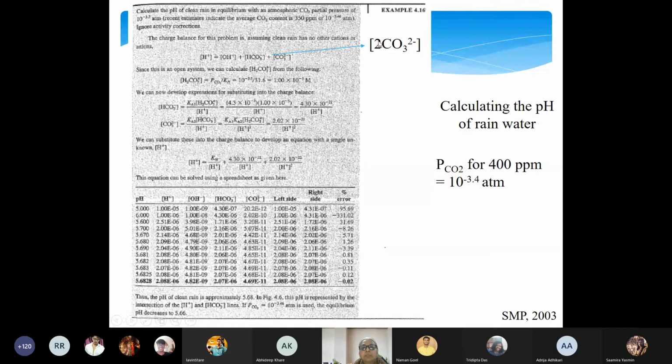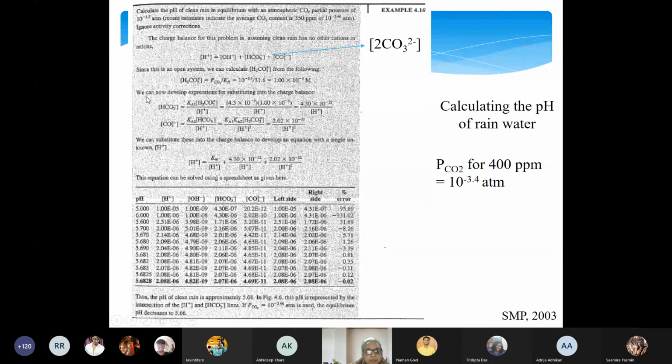The 2 is missing over here, so it's 2 times. It should be 2 times CO3 2 minus, because it's a charge balance, not a mass balance. So that's missing. And since this is an open system, like I said, you use Henry's law, and Henry's constant is related only to temperature.